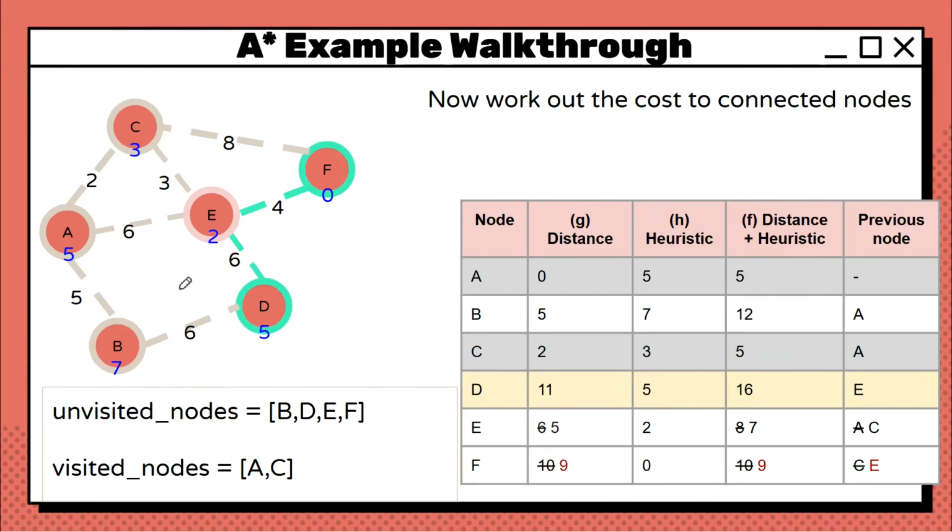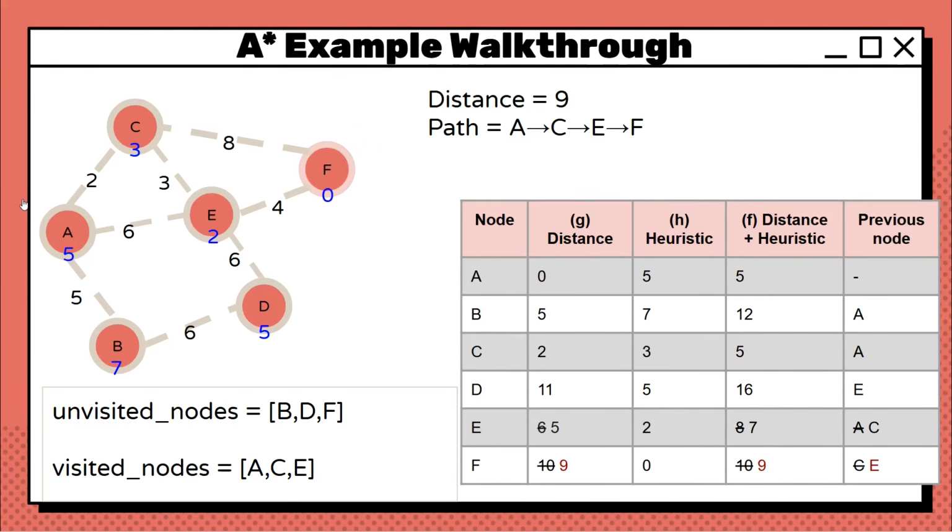The other node connected to E is D. So the cost of visiting D from E is going to be 2 plus 3 plus 6 and the heuristic value of 5. This equals 16. Now that we've visited E, the two connected nodes to E are D and F. The node with the least cost to visit from here would be F. So this becomes our next node.